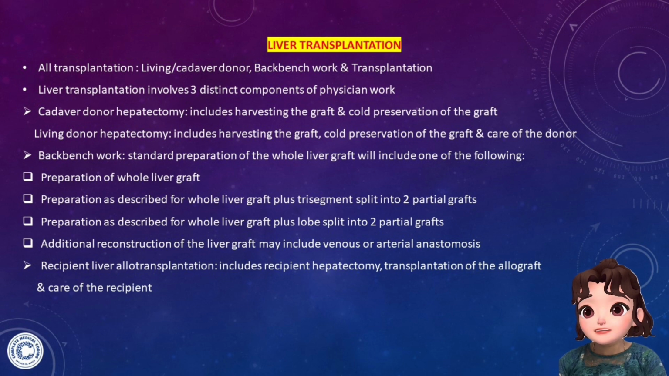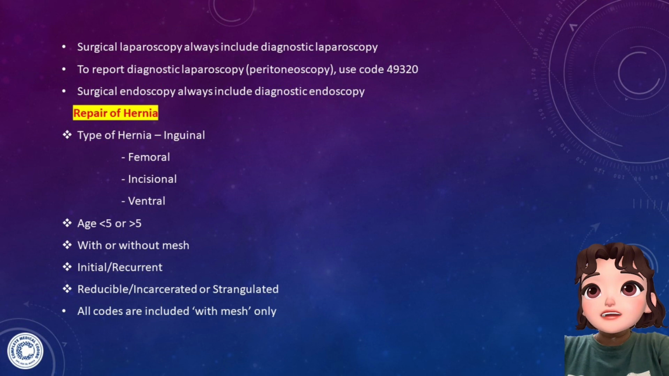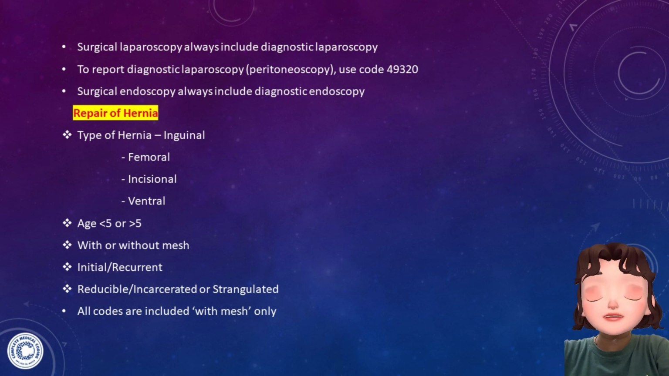The third one is recipient liver allotransplantation, which includes recipient hepatectomy, transplantation of the allograft, and care of the recipient. Surgical laparoscopy always includes diagnostic laparoscopy. So we don't have to code separately for a diagnostic laparoscopy if the surgical laparoscopy is performed. If you want to report a diagnostic laparoscopy only, which is also known as peritoneoscopy, we need to use the code 49320. Similarly, surgical endoscopy always includes diagnostic endoscopy.